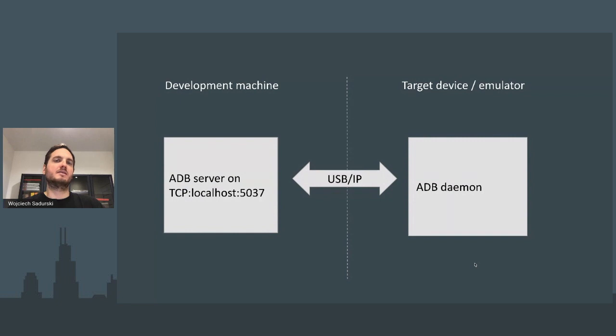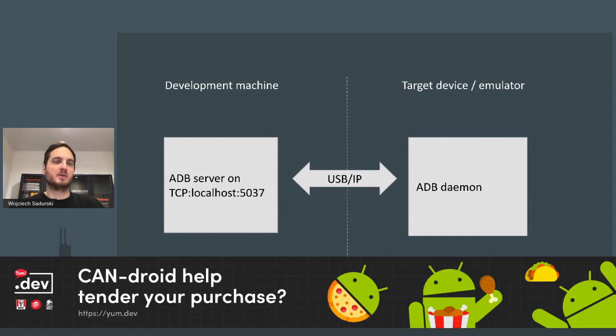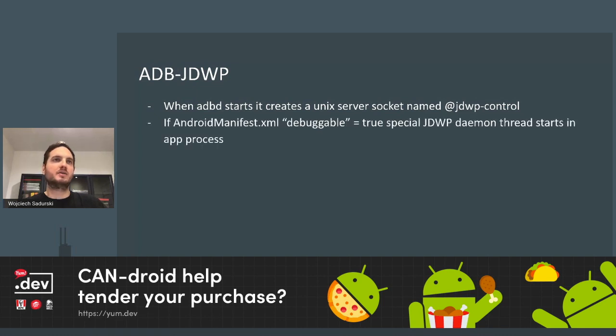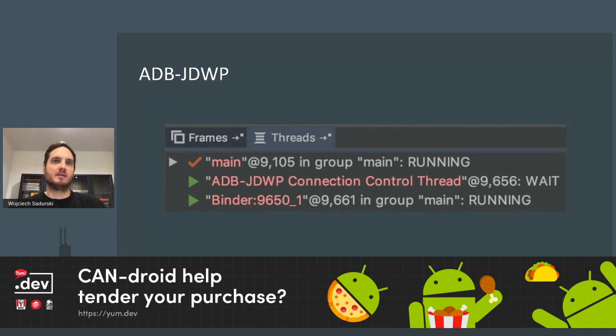So there is some special protocol communication established between our development machine and our target device using either USB or IP connection if we're in the same Wi-Fi network. And so when the ADB daemon on your target device starts, it creates a special Unix server called JDWP control. And then if the app that you're installing is debuggable, which is a special flag added to the Android manifest every time you run your application from Android Studio, then a special JDWP daemon thread is started inside of your app's process. You can see it here in the debugger in threads, that there is this ADB JDWP connection control thread.